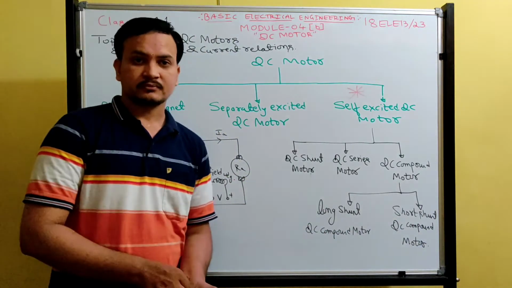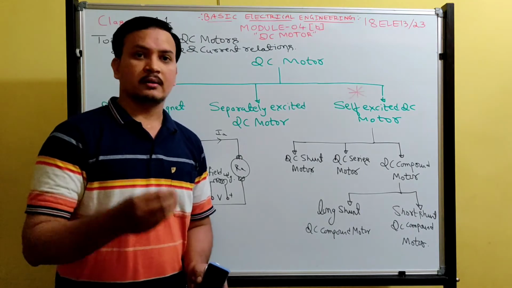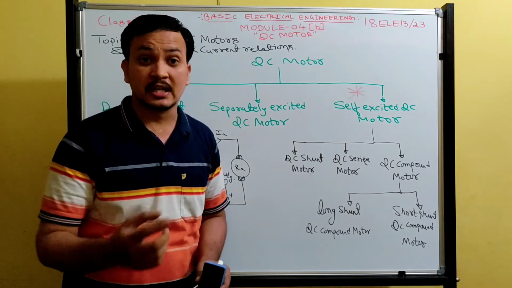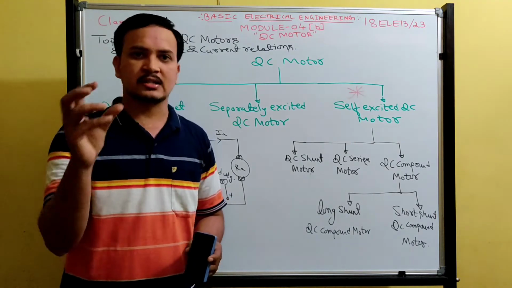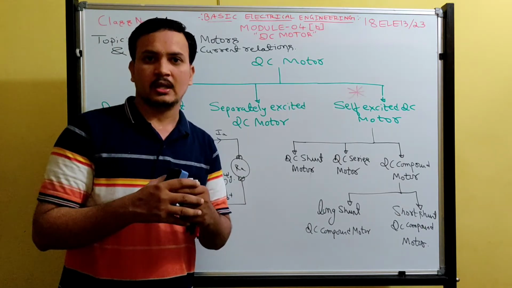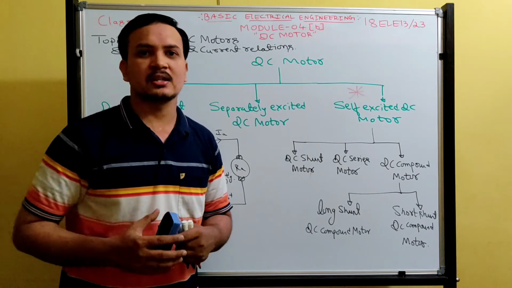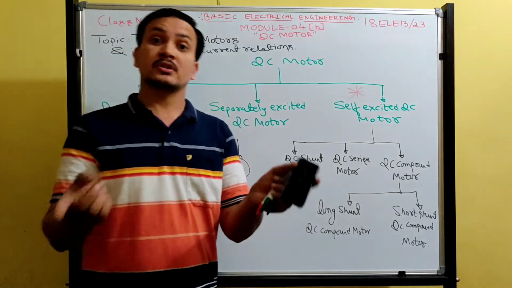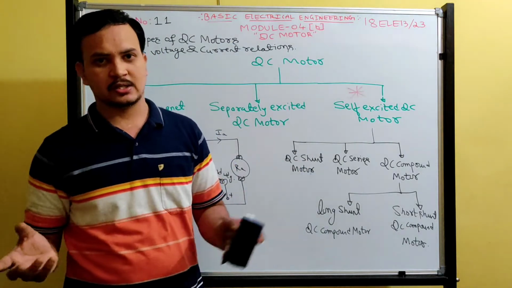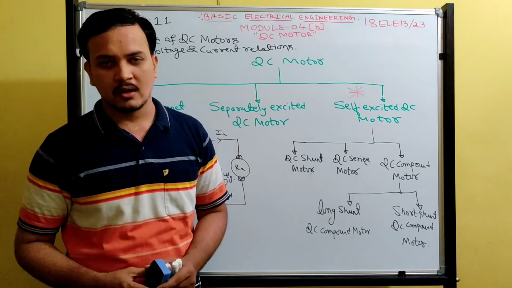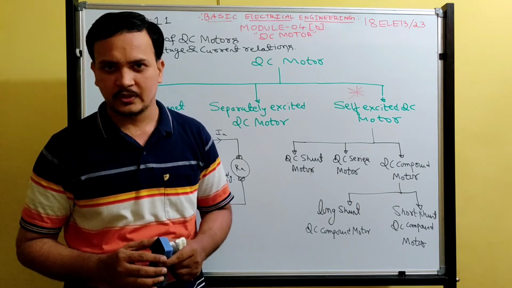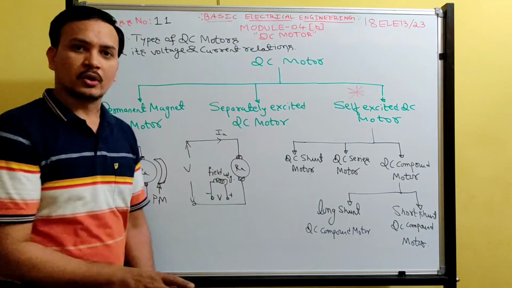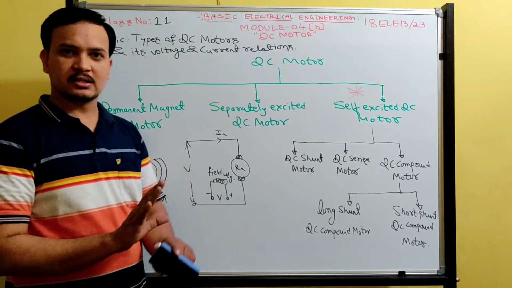Then what is cumulative? The shunt field winding is going to produce shunt field flux, and the series field winding will produce series field flux. If the shunt field flux and series field flux are helping each other, then it is called a cumulative compound motor. If the shunt field flux and series field flux oppose each other, then it is called a differential compound motor. Okay, got it? So this is about types of DC motors. You just write this chart, that is sufficient.